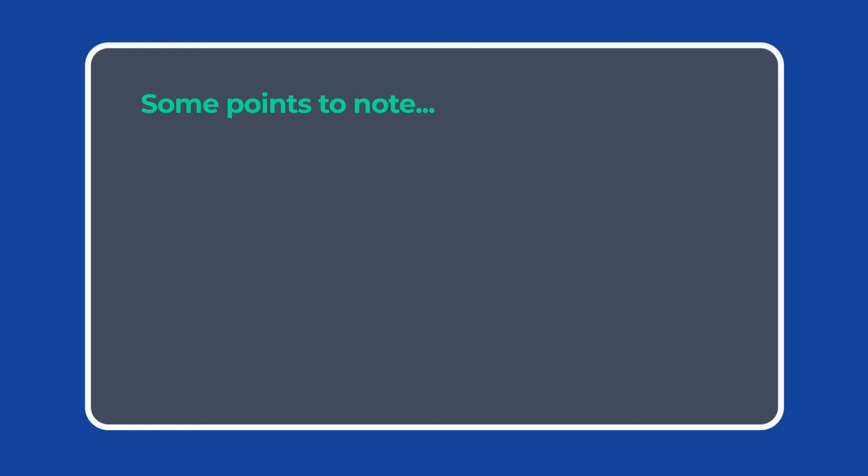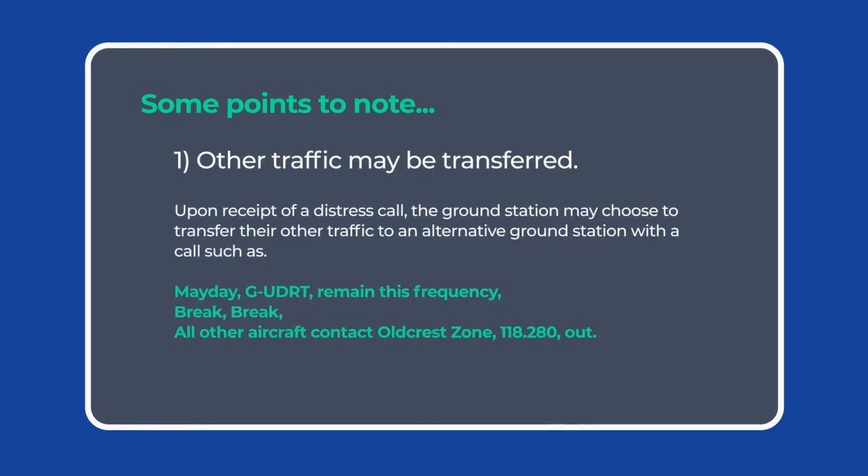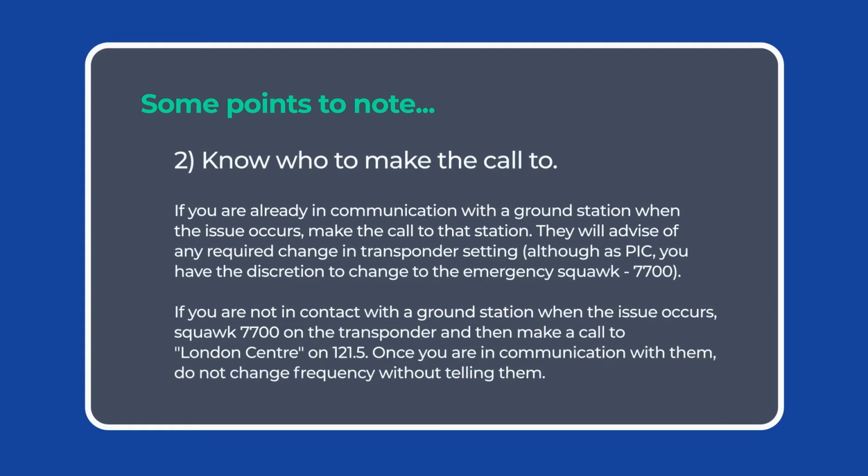There are a few other points we should consider. 1. Upon receipt of a distress call, the ground station may choose to transfer their other traffic to an alternative ground station. This would be achieved with a call such as: "Mayday, Golf Uniform Delta Romeo Tango, remain this frequency, break. All other aircraft contact Old Crest Zone 118.280, out."